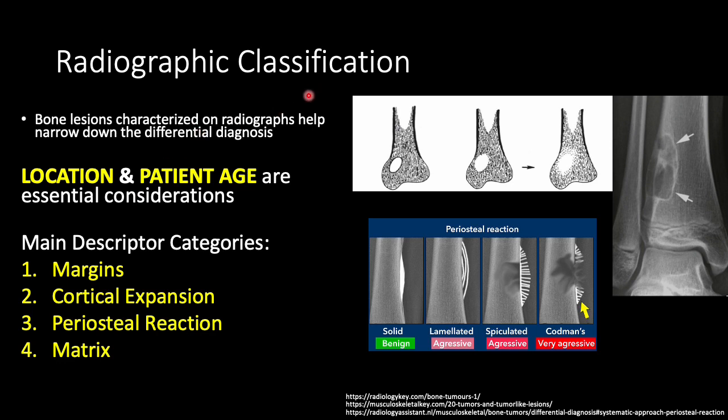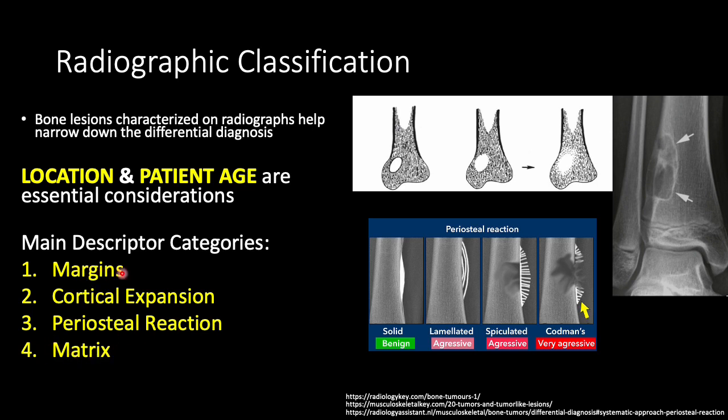In terms of the radiographic classification, we characterize bone lesions to help narrow down our differential diagnosis. Location and patient age are essential considerations when you're interpreting a radiograph and when you're giving your differential diagnosis, because these can drastically change what your differential is and what these lesions can be. The main descriptor categories that we use on radiograph and what we're mainly going to focus on today are these four here: margins, the margins of the lesion, the cortical expansion if it's present, periosteal reaction, and the matrix.